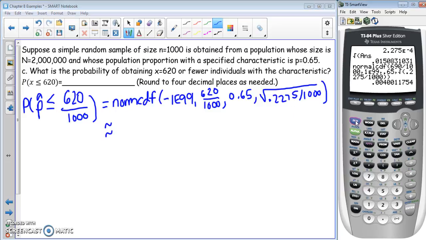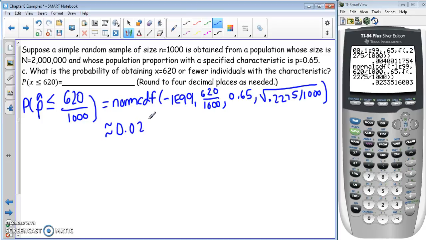So second bars to normal CDF, negative 1E99, comma, 620 divided by 1,000, comma, 0.65, comma, square root of 0.2275 divided by 1,000. Close parenthesis, enter. So 0.0234. There's our answer.